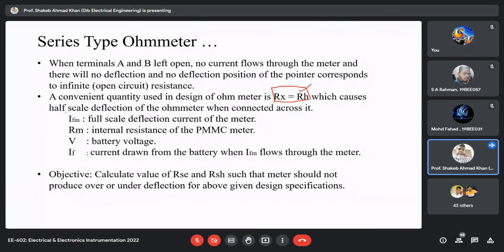Now these are the parameters that you are required to have. These are the specifications you should have with you. Only then will you be able to design the ohmmeter, series type ohmmeter we are talking about.